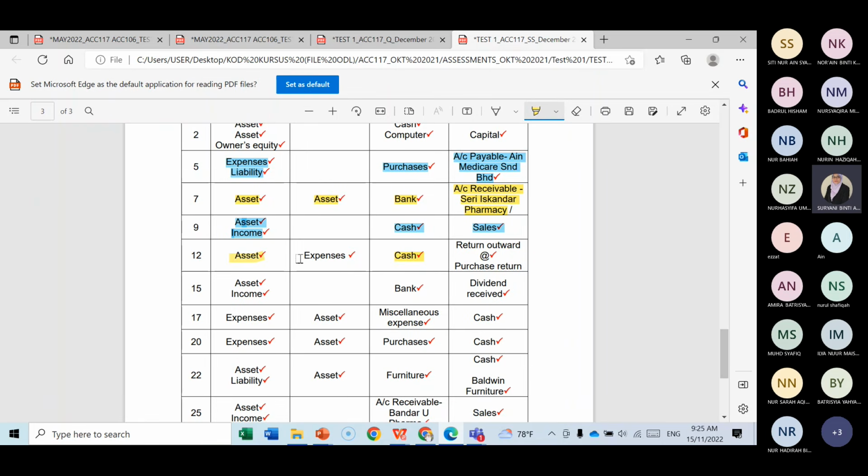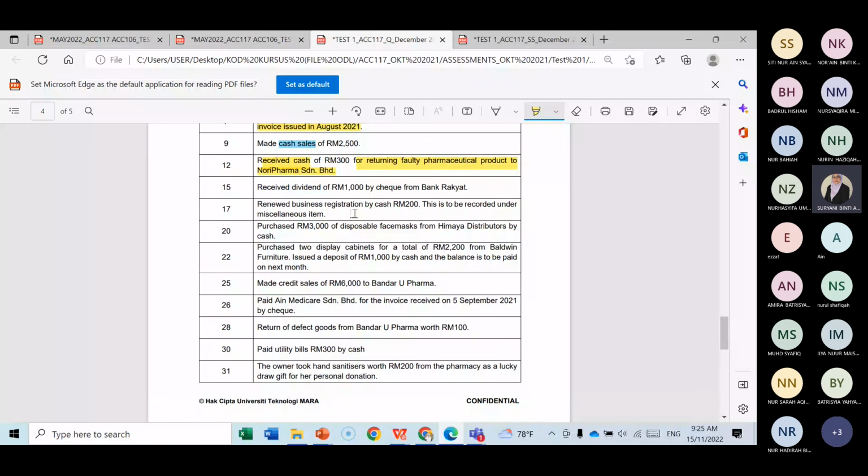And you have decrease in expenses at the same time because you return the goods to Nori Pharma. So decrease in expenses, you will credit the account. What is the name of the account? Return outward, or also known as purchase return. Either one will be accepted, class? Okay, move to the 15.